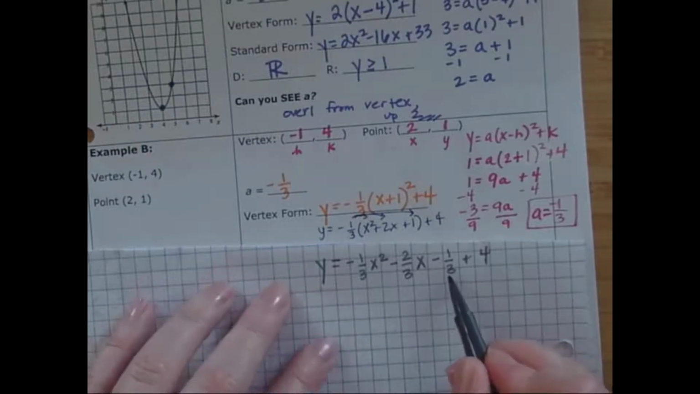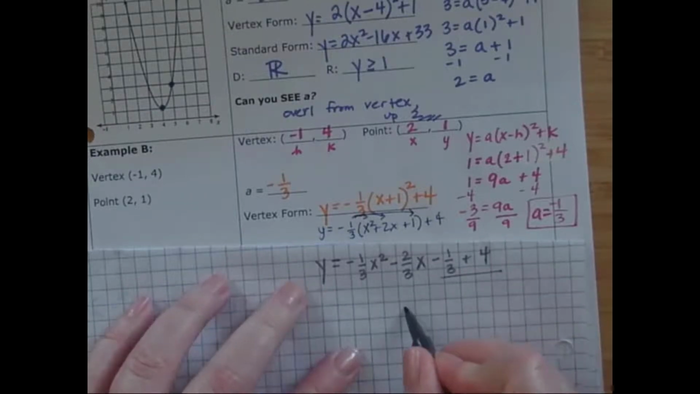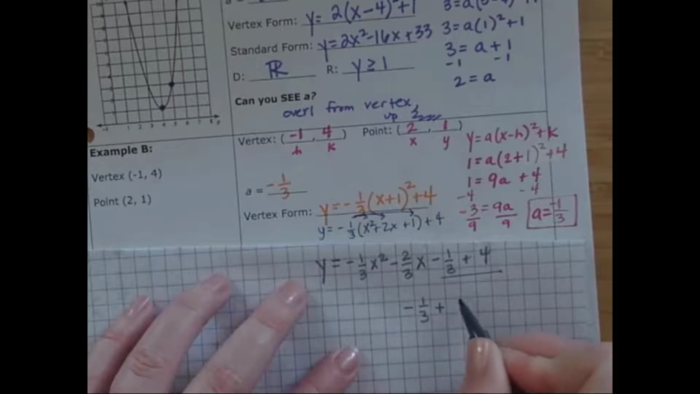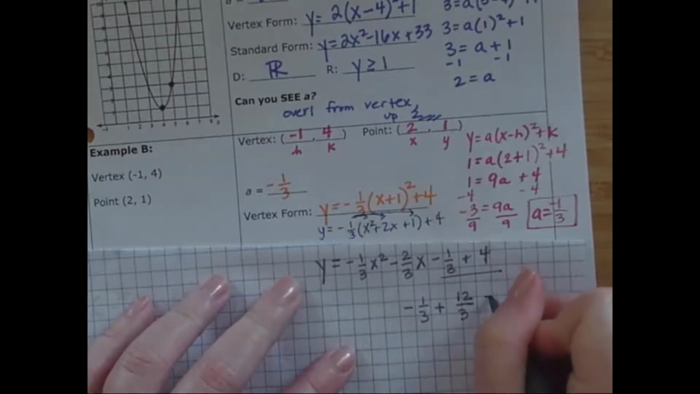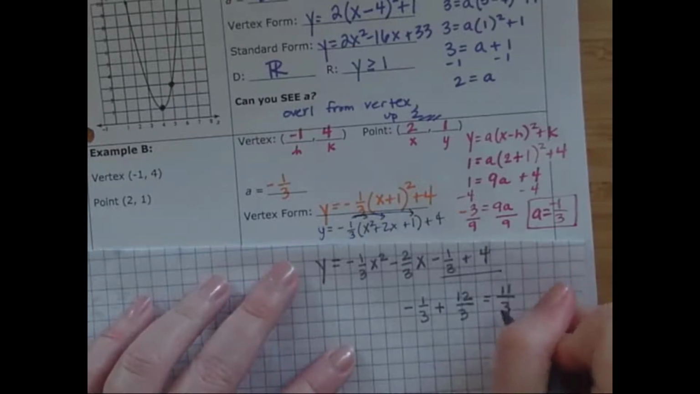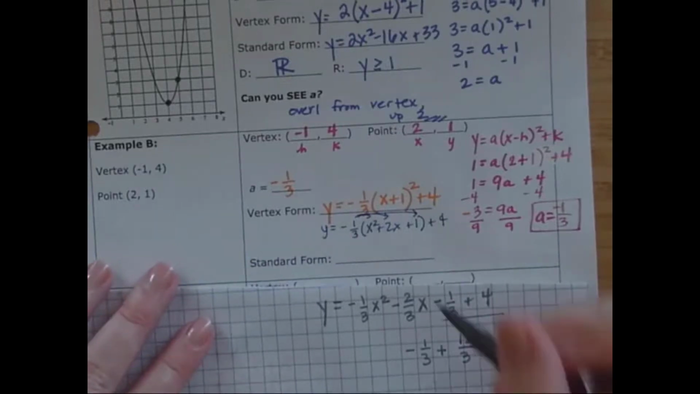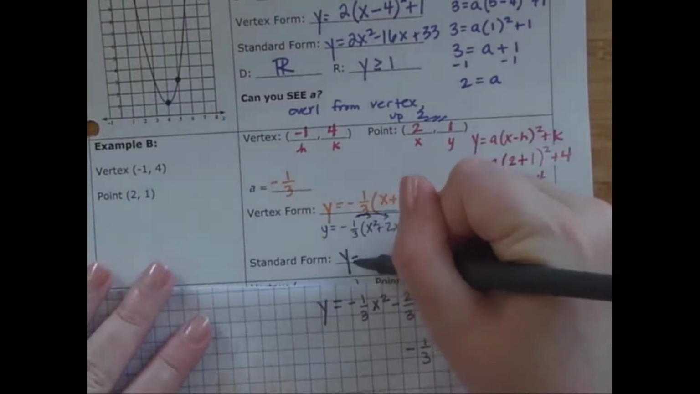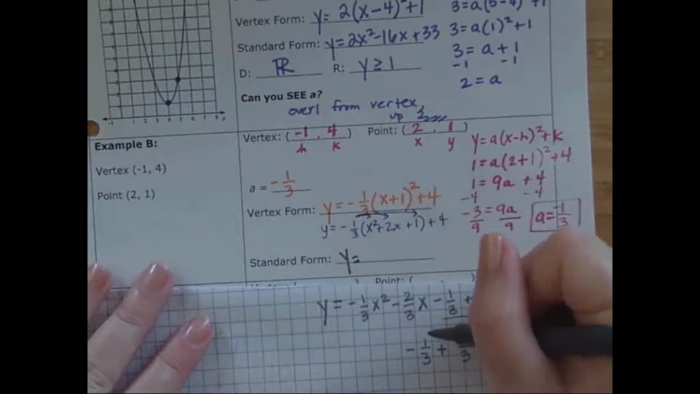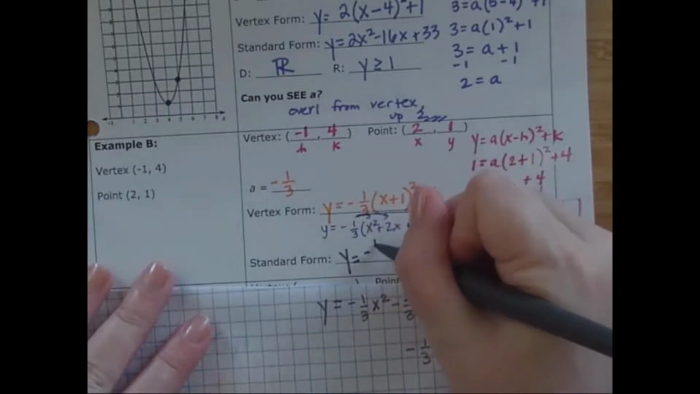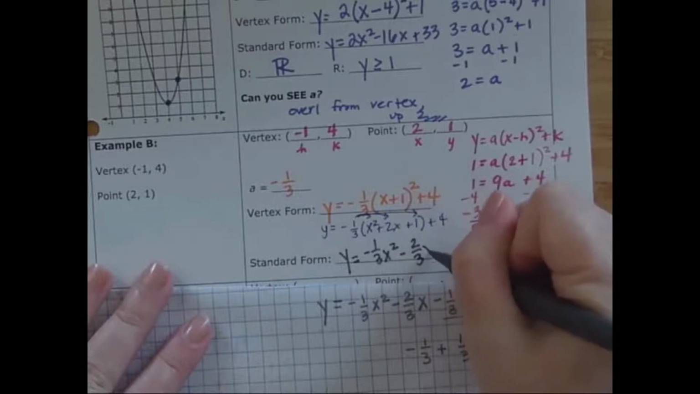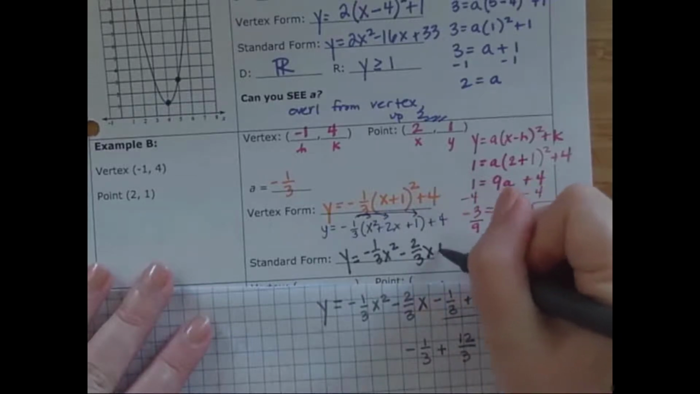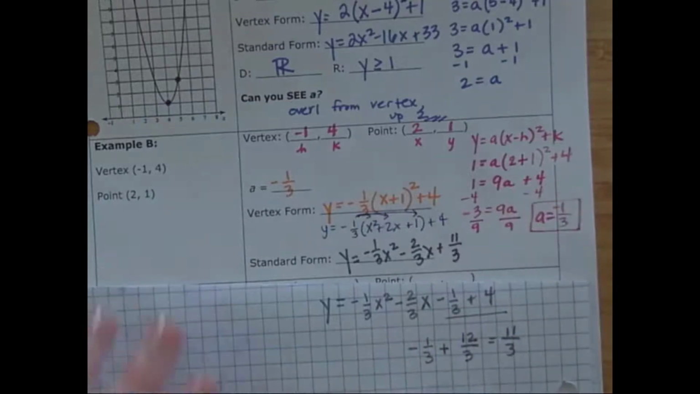Okay, we got to combine these like terms. Negative 1/3 plus 12/3, right? 12 divided by 3 is 4, equals 11/3. So my final standard form is y equals negative 1/3 x squared minus 2/3 x plus 11/3.